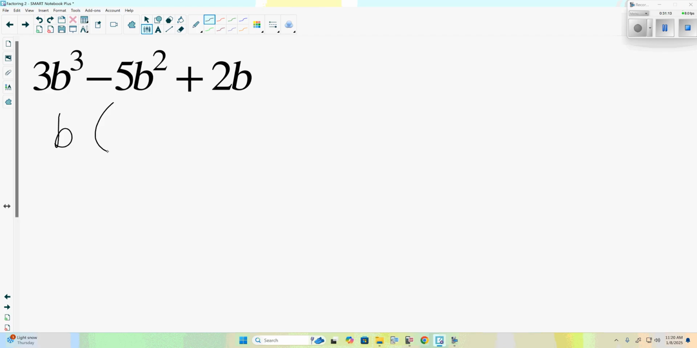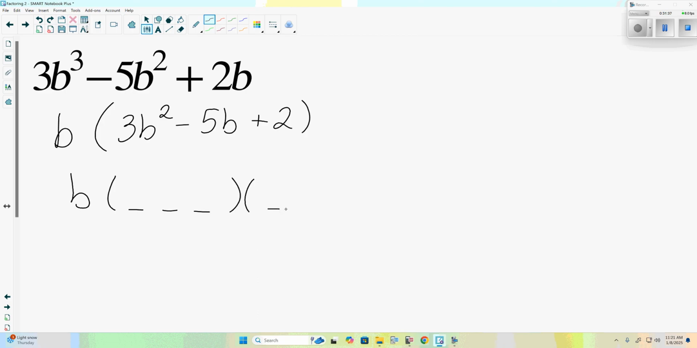So if we factor the b out of 3b cubed, we're left with 3b squared. Minus, we factor a b out of 5b squared, we're left with 5b. When we factor b out of 2b, we're left with 2. Positive, these are both negative. So we find the signs. Since the third term is positive, the signs are indeed the same and match the sign of the middle term. So they're both negative.